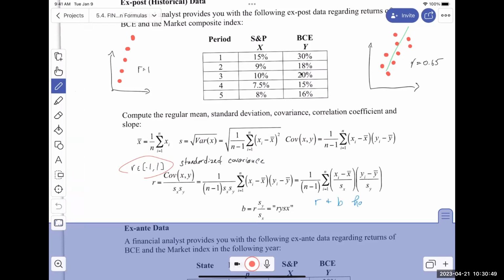R and B have the same sign. How do I know that? In other words, if the slope is positive, the R is positive. Positive correlation. Visually you're thinking that, but let's look at it mathematically. How do I know that B and R have the same sign? I know because these two standard deviations are positive. They have to be positive because they're the square root of a variance. So because those are positive, R and B are the same sign. Only the sign of R is influencing the sign of B, not the S's.